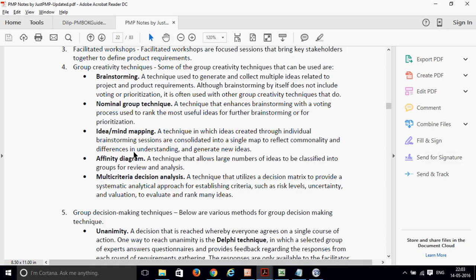Affinity diagram, you have all the ideas, just categorize them, okay? Multi-criteria decision analysis, you take ideas and then analyze them based on the decision matrix, okay? So this is creativity. Some new ideas are coming. Creativity technique means new things are coming; you're trying to analyze the new ideas. Then you have group decision making, which means you are going to take a decision. Which one I should accept, which one I should reject. That's part of the group decision making technique.